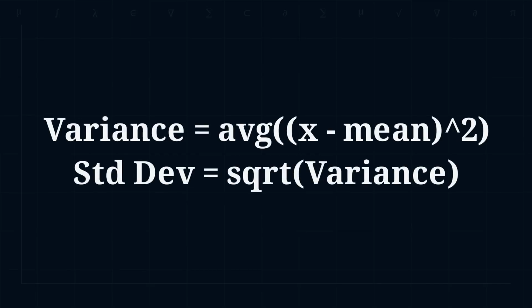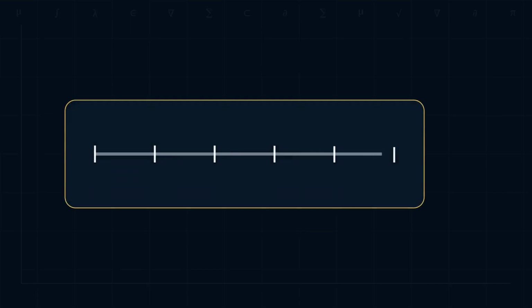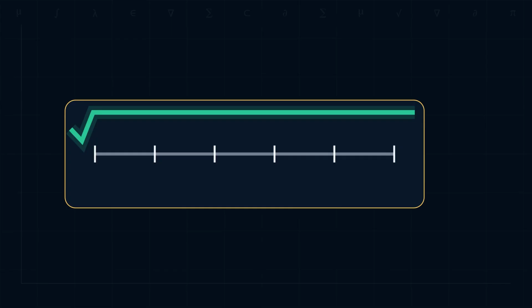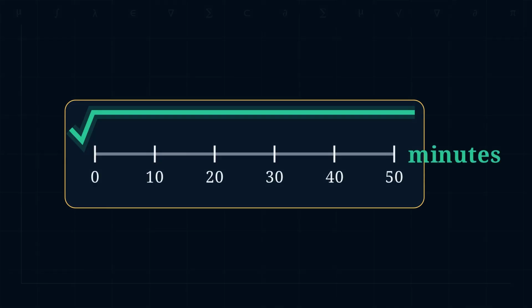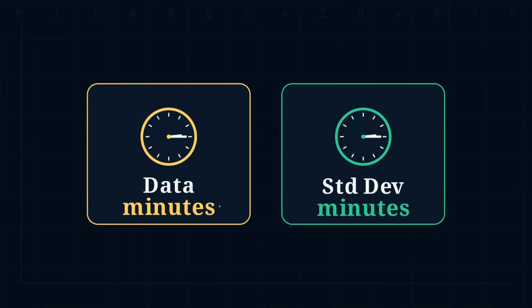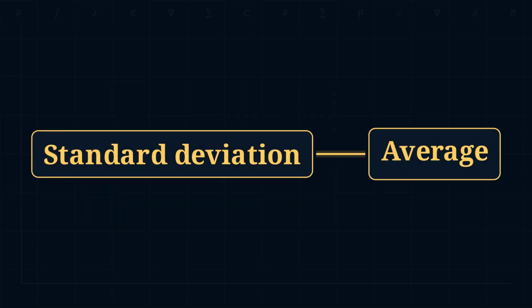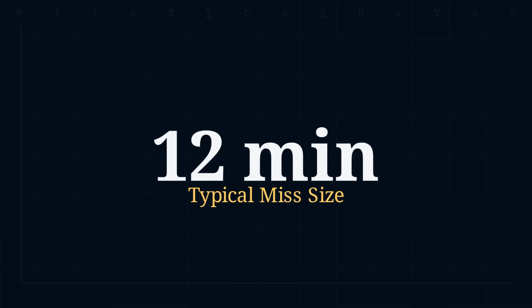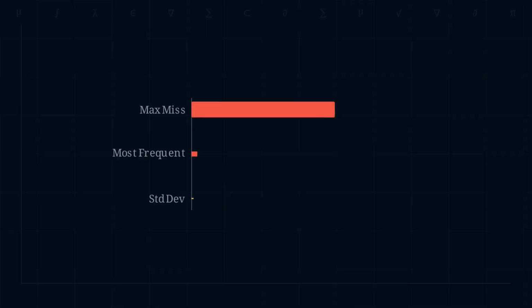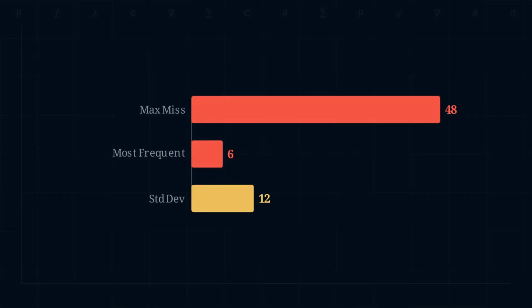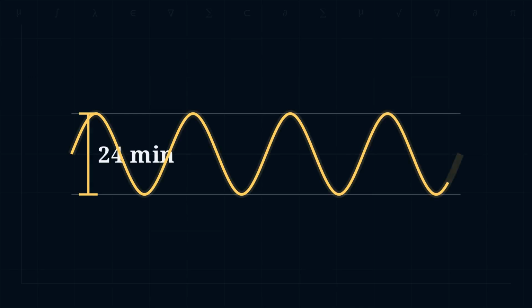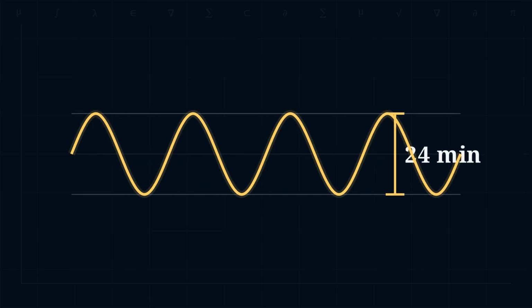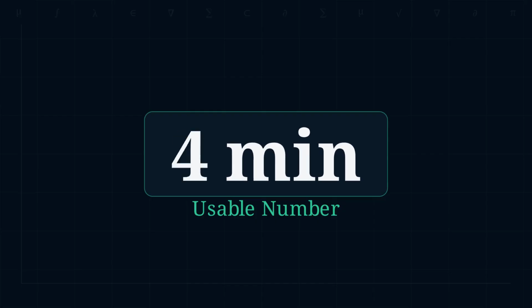Standard deviation is just the square root of that variance, which brings the unit back to the scale you care about. If the data are measured in minutes, the standard deviation is also in minutes. That matters because you can talk about it in the same language as the average. A practical read is this. Standard deviation is the typical size of your miss from the average. Not the maximum miss, not the most frequent miss, but a consistent scale of fluctuation that turns a vague sense of variability into a number you can use.